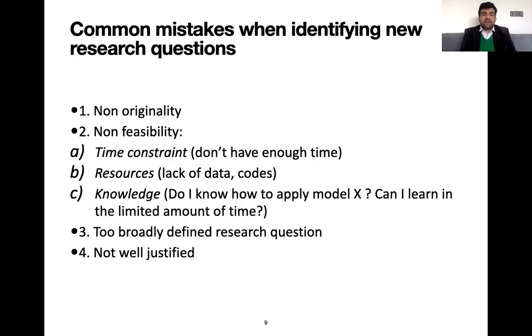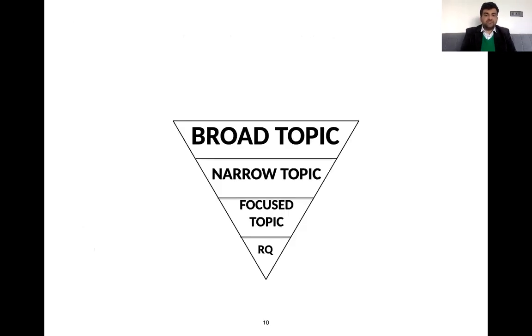Common mistakes when identifying new research questions are non-originality and non-feasibility. That is, there may be a time constraint. We may not have enough time to do the study. Resources: there may be lack of resources, or lack of the knowledge of how to do the study. The research question may be too broadly defined, or may not be well justified.